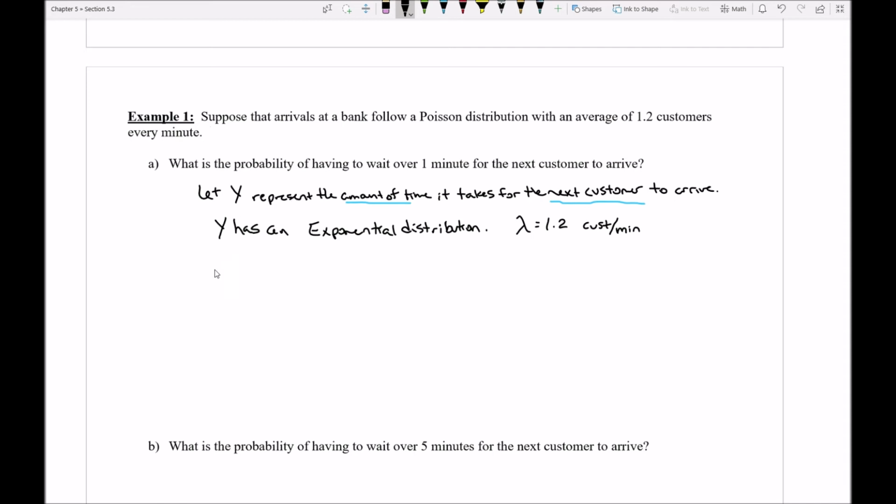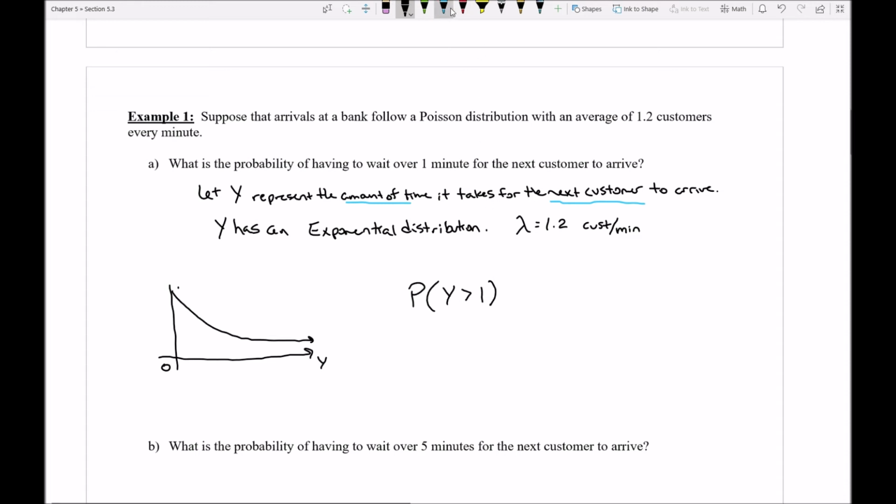So I'm going to start to draw out a little picture of what I'm looking for. I'm going to draw a picture of an exponential distribution. Okay, so my exponential distributions look something kind of like this. They go like that, and zero's right over here, and I'm interested in a probability of the amount of time I have to wait being over 1 minute.